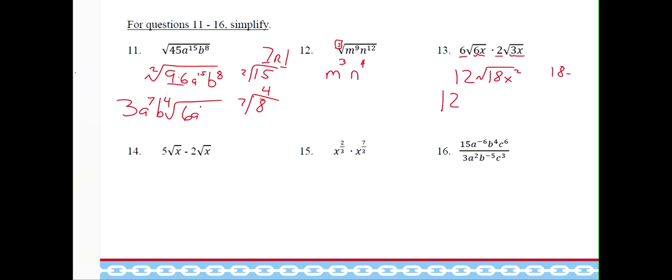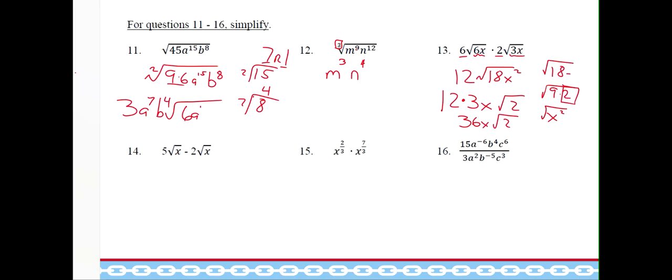The square root of 18 could be written as the square root of 9 times 2, because 9 is a perfect square. So the square root of 9 is 3, and the square root of x squared is x. So the x can come out as well, leaving just a square root of 2 underneath, since that part is not a perfect square. One last simplify step, I'm going to go 12 times 3 and get 36, and it's with an x, and then square root 2.